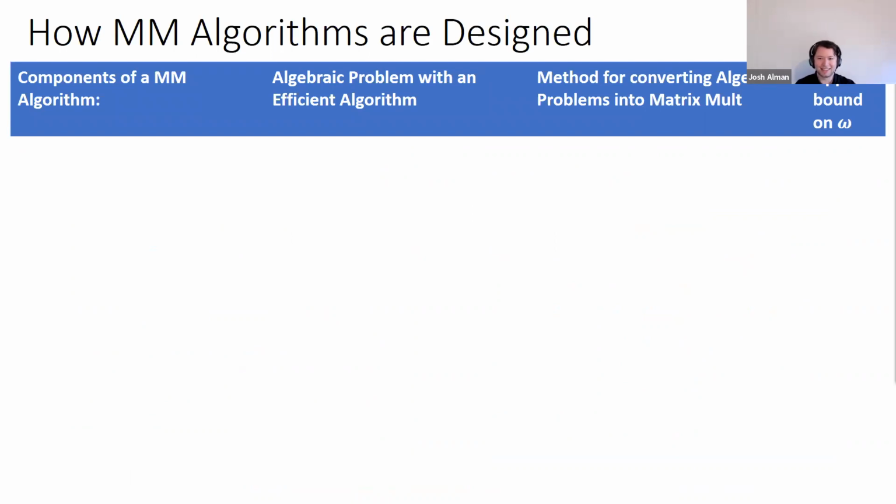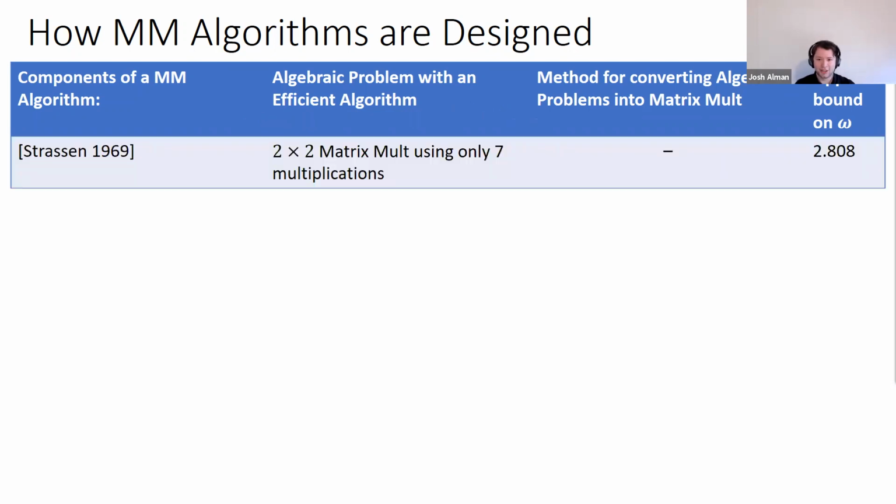Okay, like I said, matrix multiplication algorithms have 2 main components. They have some algebraic problem that we have an efficient algorithm for, and we have a method for converting or reducing it to matrix multiplication. Strassen's algorithm can kind of be seen like this, but Strassen sort of directly gave an efficient algorithm for 2x2 matrix multiplication. So he didn't need to use any methods.